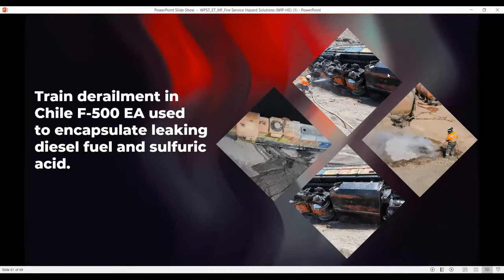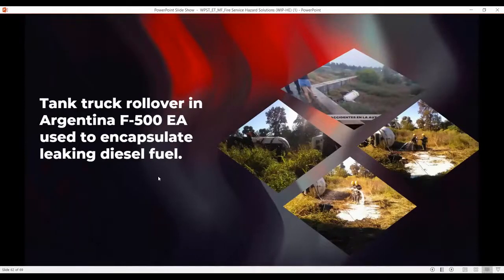From testing that the hazmat teams have been doing down in Chile, what they found is that the F500 with a 3% solution is actually neutralizing the sulfuric acid without an exothermic reaction. So here they're actually able to neutralize the sulfuric acid, encapsulate the diesel, and remove both hazards from that accident site.